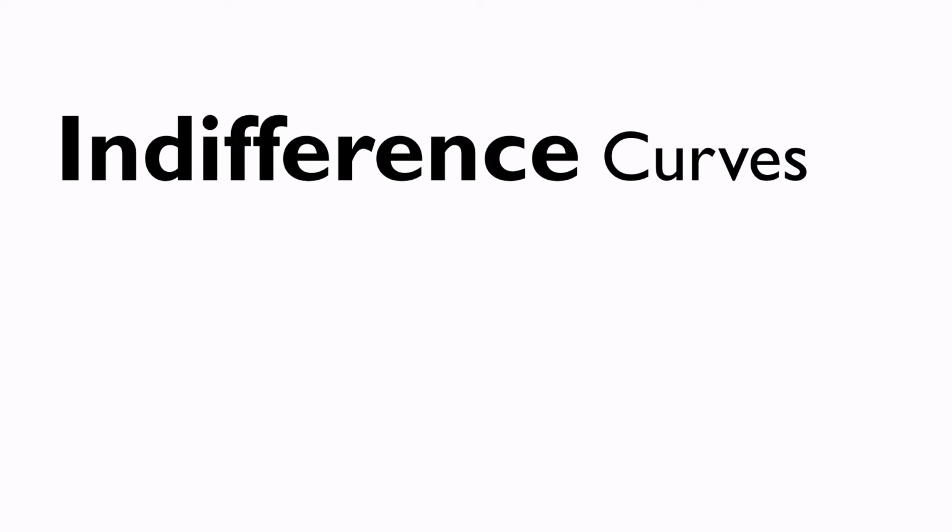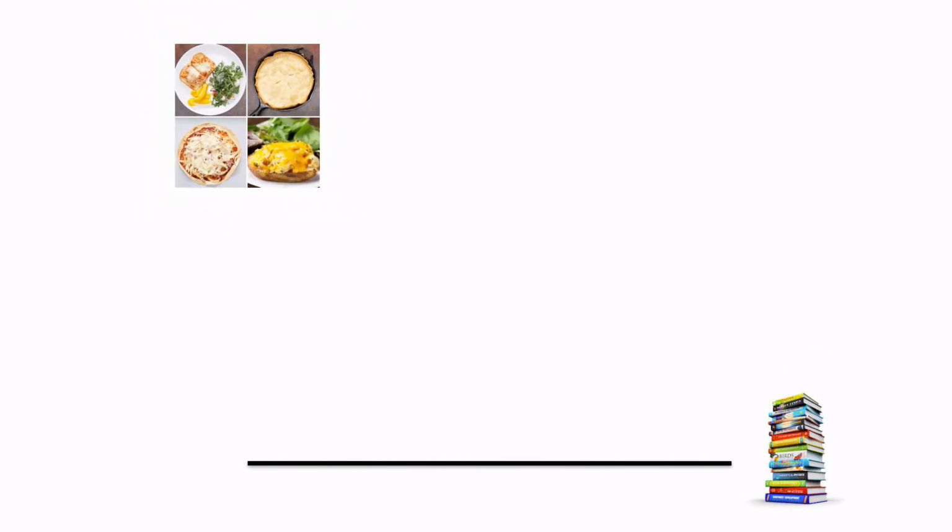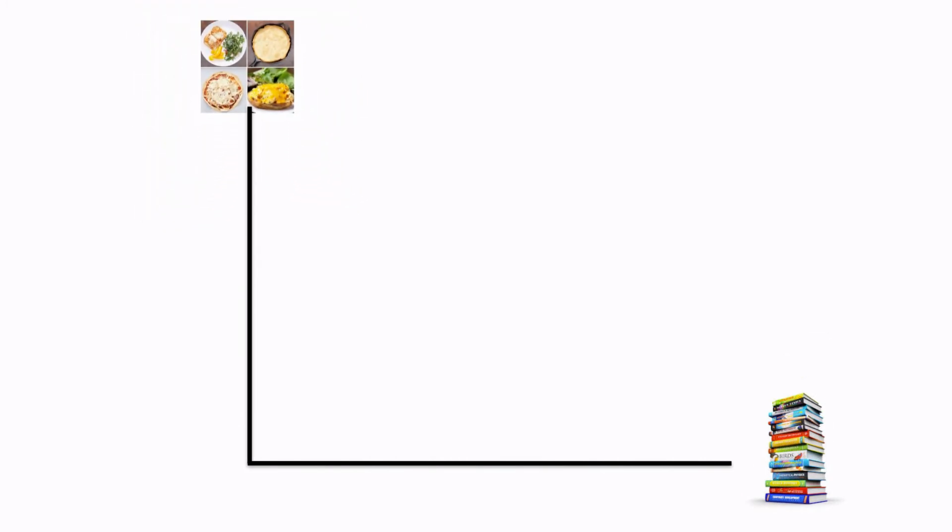The consumer problem is how to maximize satisfaction given a limited amount of resources or budget. For instance, suppose Tom consumes only two things, books and meals. If we place books along the horizontal axis and meals along the vertical axis, we can create a graphical representation of Tom's preferences by identifying different consumption bundles of these two goods that give him the same satisfaction.